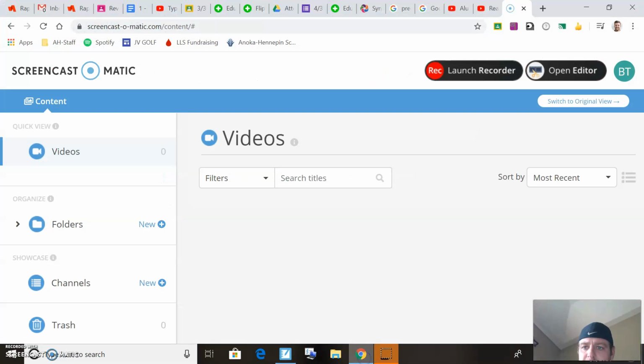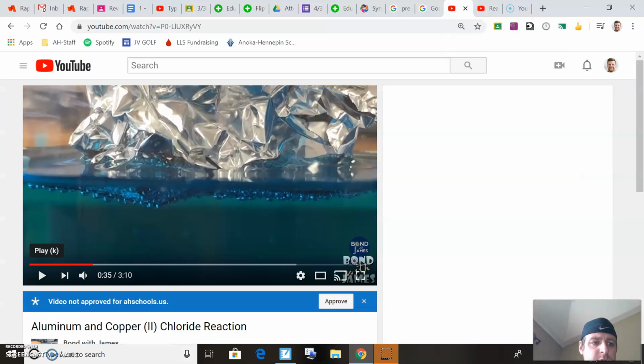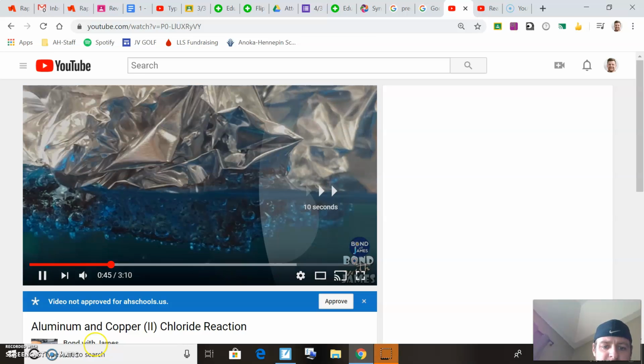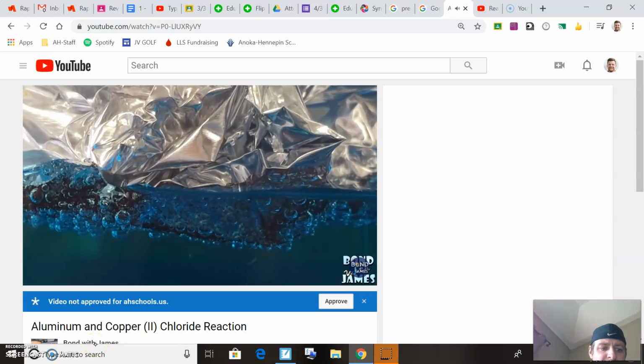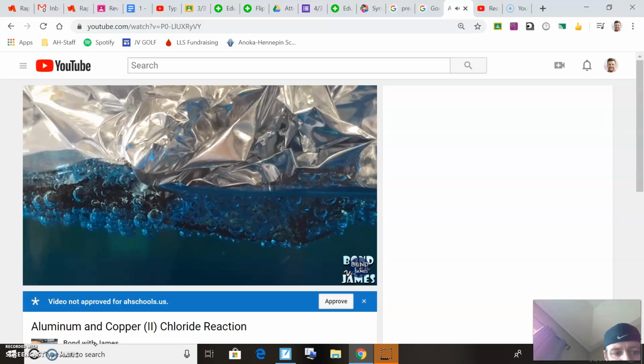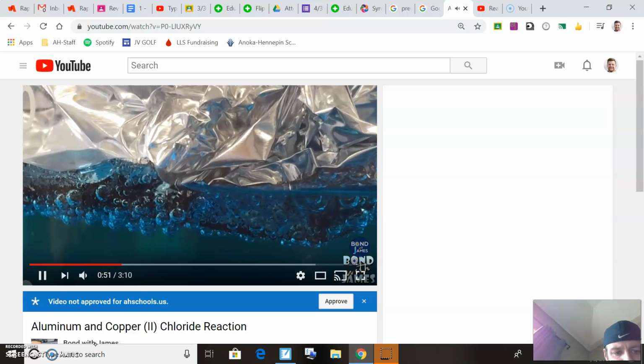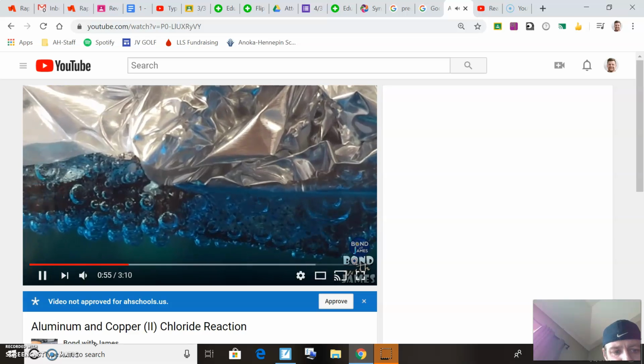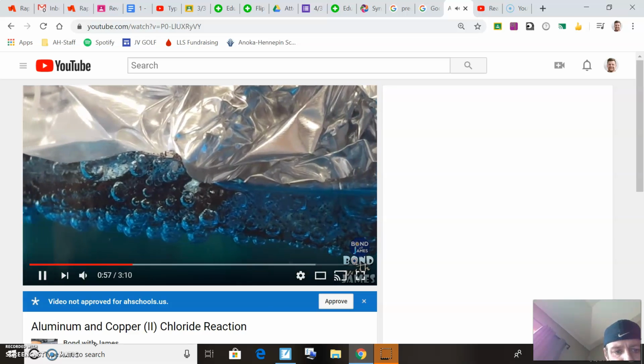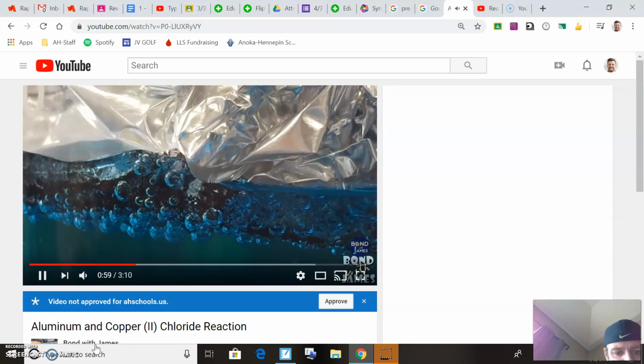Now, what does a single replacement actually look like? Here's an example. Basically, what we're saying here is aluminum and copper chloride. Aluminum is higher than copper(II) chloride. You can see the aluminum is kicking the copper out of solution, and we are forming copper on the aluminum foil. So the aluminum's going in, you can see it dropping into the solution.